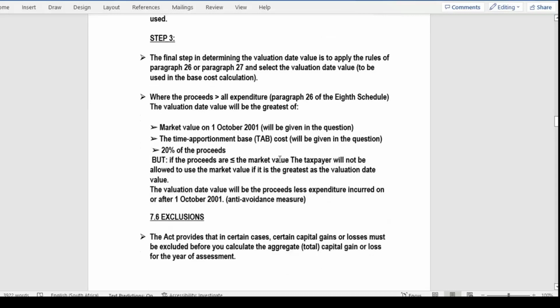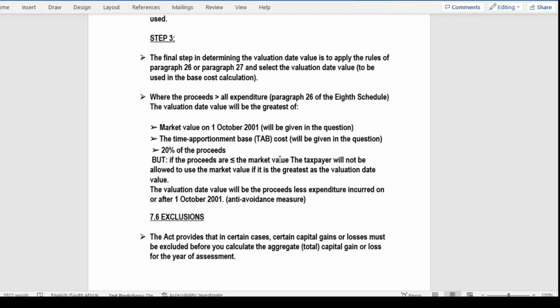The greatest of the three is the one that is going to be included when calculating the CGT process. Step 3, the final step in determining the valuation date value, is to apply the rules of paragraph 26 or 27 and select the valuation date value to be used in the base cost calculation. So where the profits are greater than the expenditure, paragraph 26 of the 8th schedule, the valuation date value will be the greatest of the two.